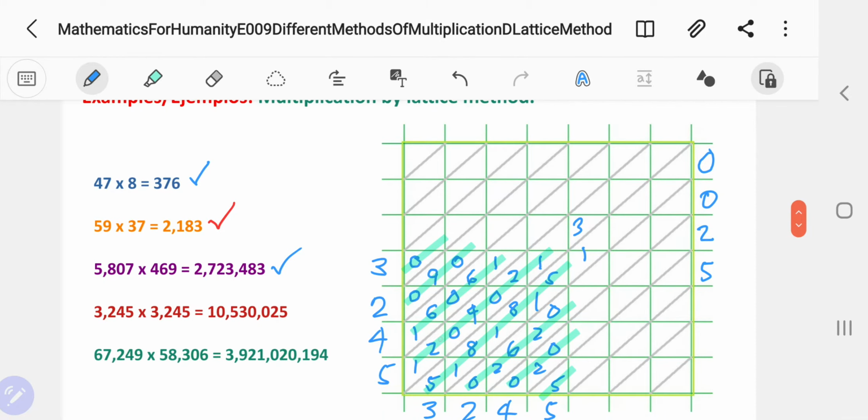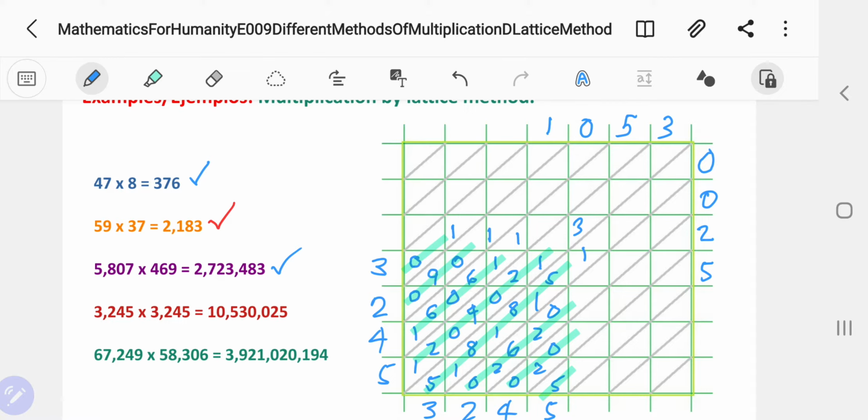And then you have 1 plus 2 would be 3, plus 4 would be 7, plus 2 would be 9, plus 1 would be 10, and then plus 3 would be 13. So you write 3 here, and then you write the 1 here. So 1 in this diagonal, 1 plus 6 is 7, plus 6 is 13, plus 1 is 14, plus 1 is 15. So you write 5 here and 1 here. 9 plus 1 would be 10, and then you write 1 here.